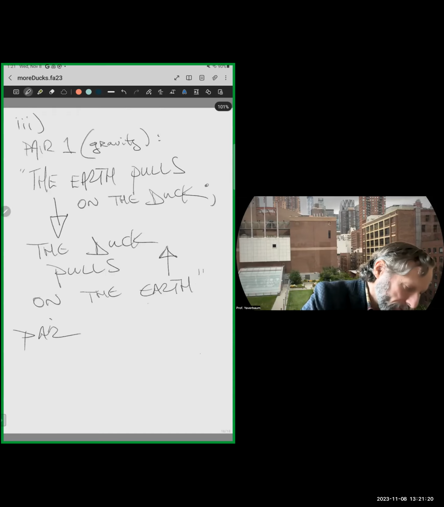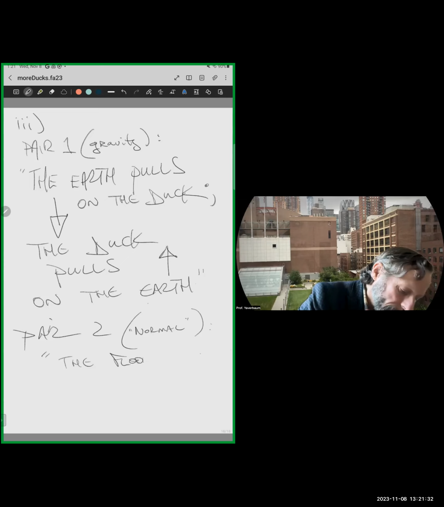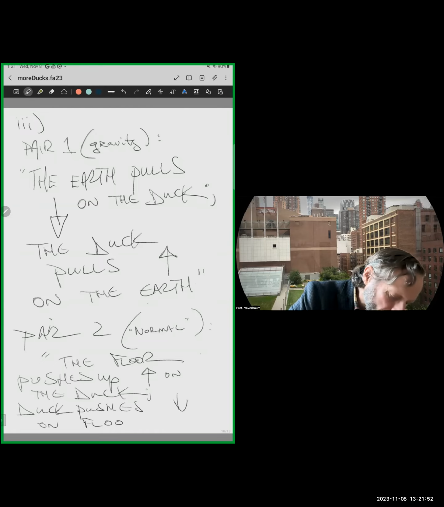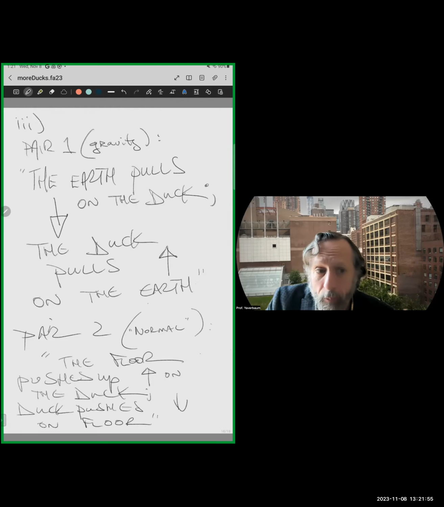Pair number two, from the other arrow, from the normal force, is: the floor pushes up on the duck, and therefore by law necessarily the duck pushes down on the floor. This is what we're trying to say. And I'll move on, but this is one of those subtle things. This is not numbers. This is a concept, but it's a very important concept, and it is a subtle concept.